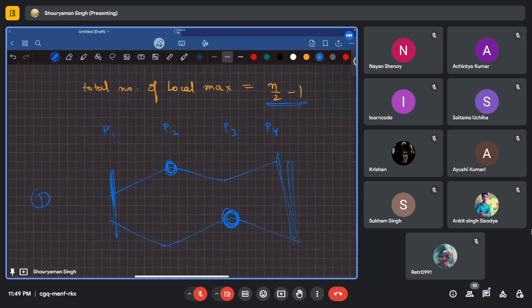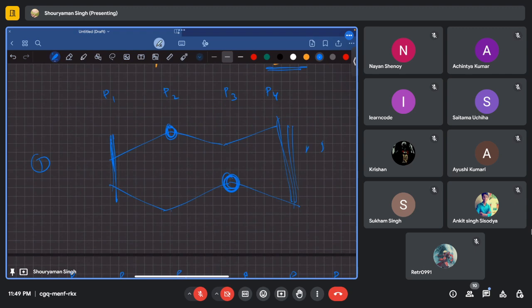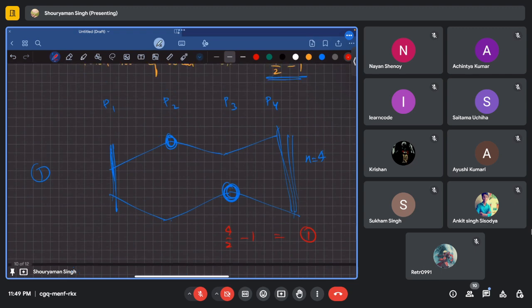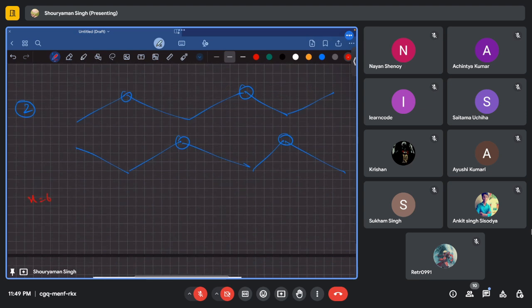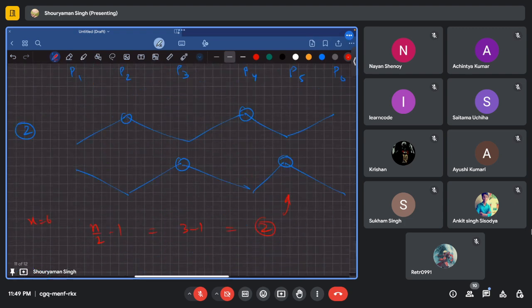Now if you see अपना फॉर्मूला क्या था, n by 2 minus 1. तो यहाँ पे टोटल n कितना है, 4 है. n is equal to 4 है, तो n by 2 minus 1 कितना हो गया, 4 by 2 minus 1 equal to आ जाएगा तुम्हारा 1. तो ऑब्वियसली 1 इसमें है. अगले में देखोगे n is equal to 6 है, तो n by 2 minus 1 will be equal to 3 minus 1 which is equal to 2. तो 2 है. So this gives us the total number of local maximum.